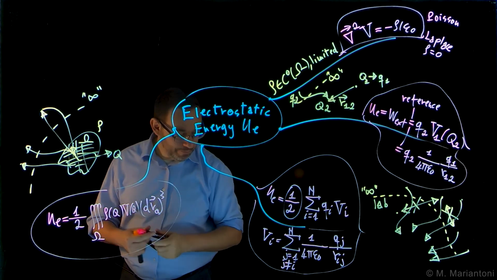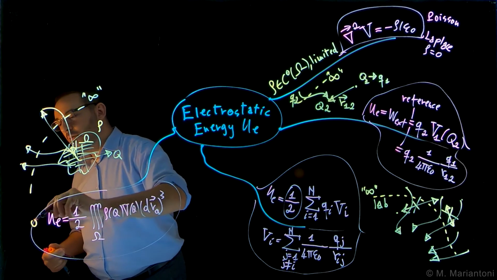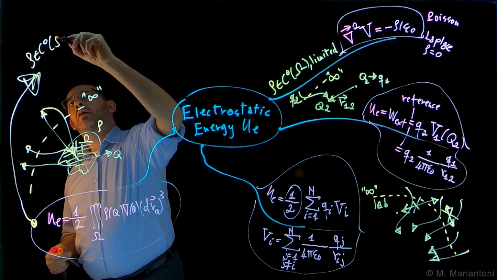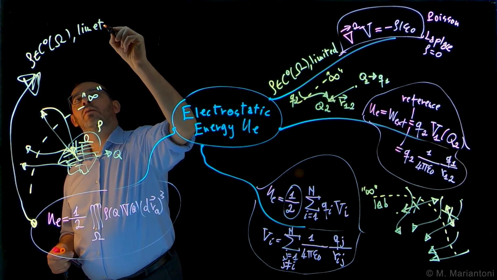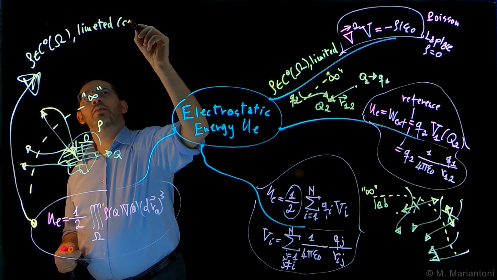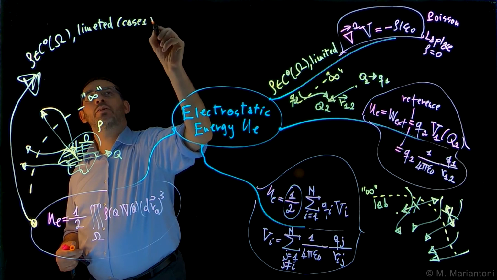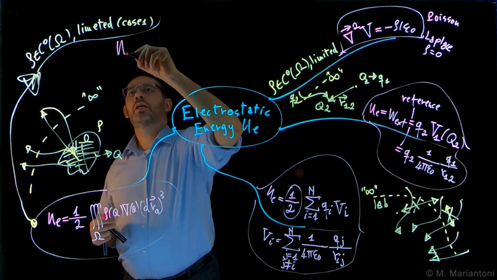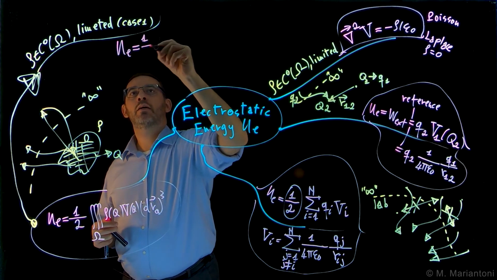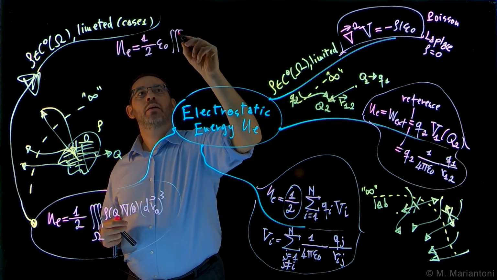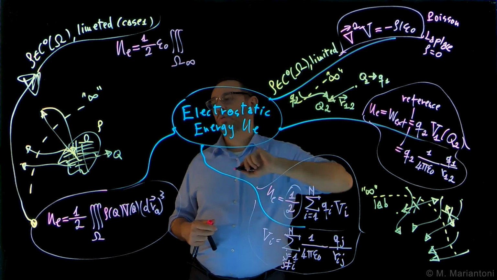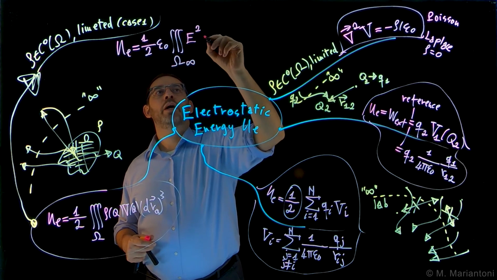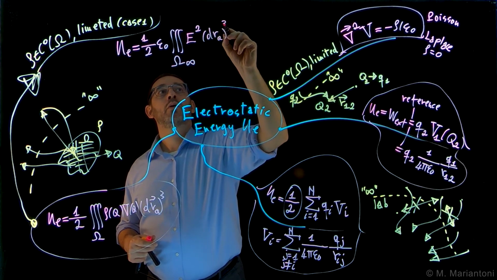Now, it so happens that if, in addition to this, rho is continuous and limited in omega, the same condition as case 1 for Maxwell's equation for the electrostatic field, then, and only under these conditions, we can write UE, forgetting about rho, as 1/2 epsilon naught, the volume integral in the entire universe, in this case, because we need to capture the whole field everywhere, omega infinite, absolute value of E squared, d^3 r. All right.